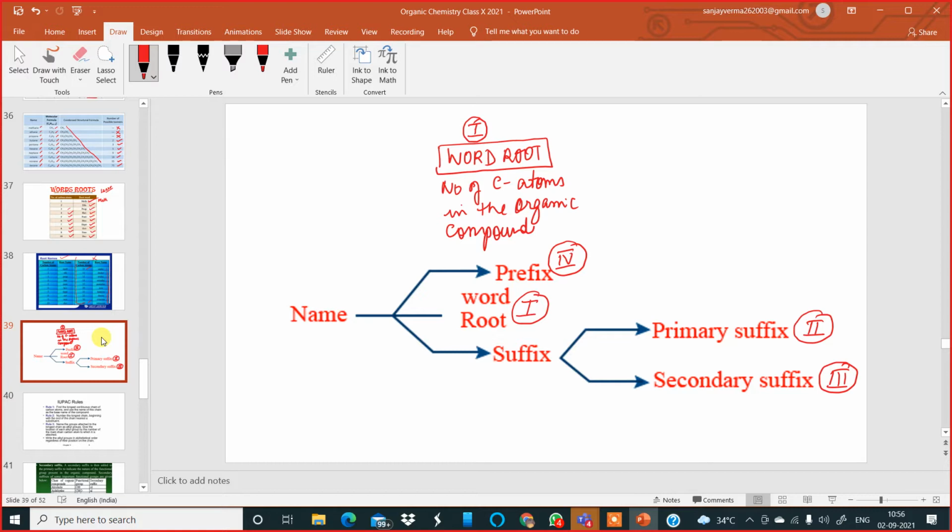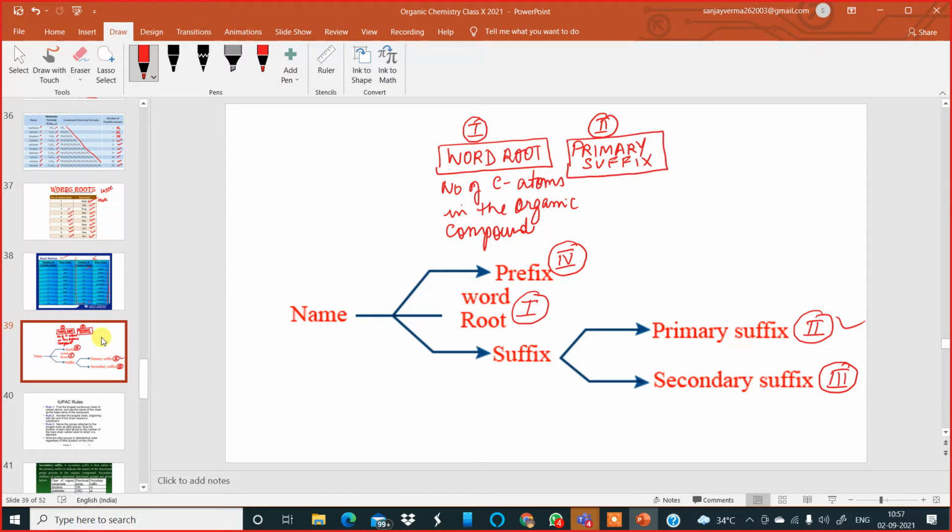Okay, then after word root, as I have told you, the next thing is number 2 over here. The next thing is called primary suffix. So I'll write over here primary suffix, P-R-I-M-A-R-Y, S-U-F-F-I-X. Primary suffix.